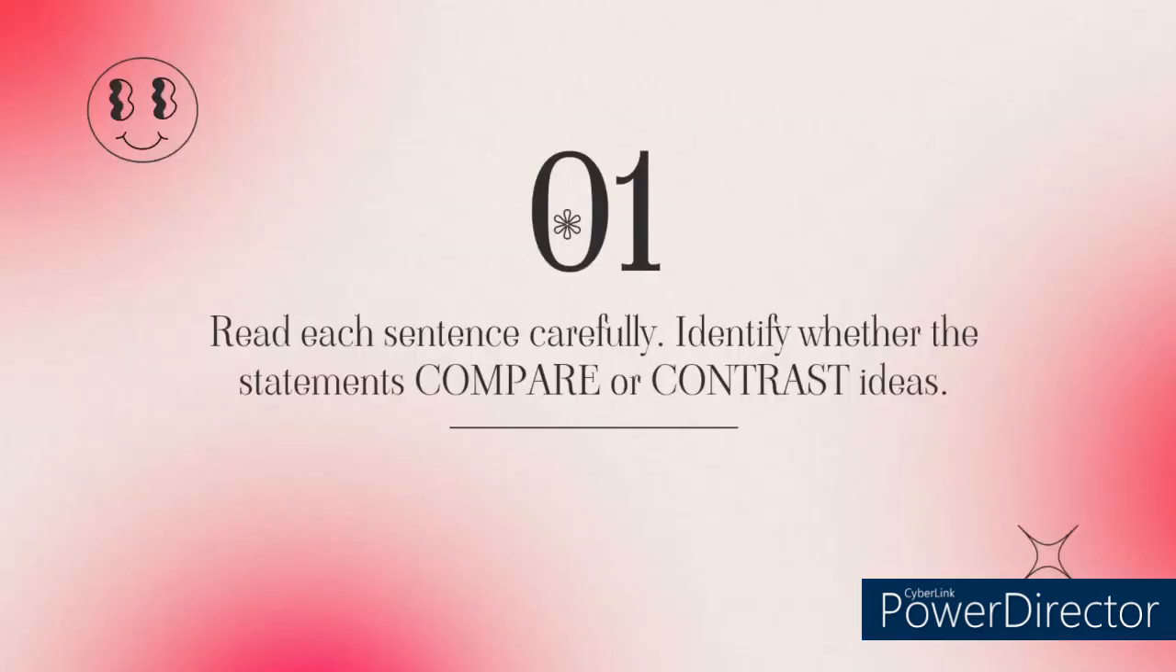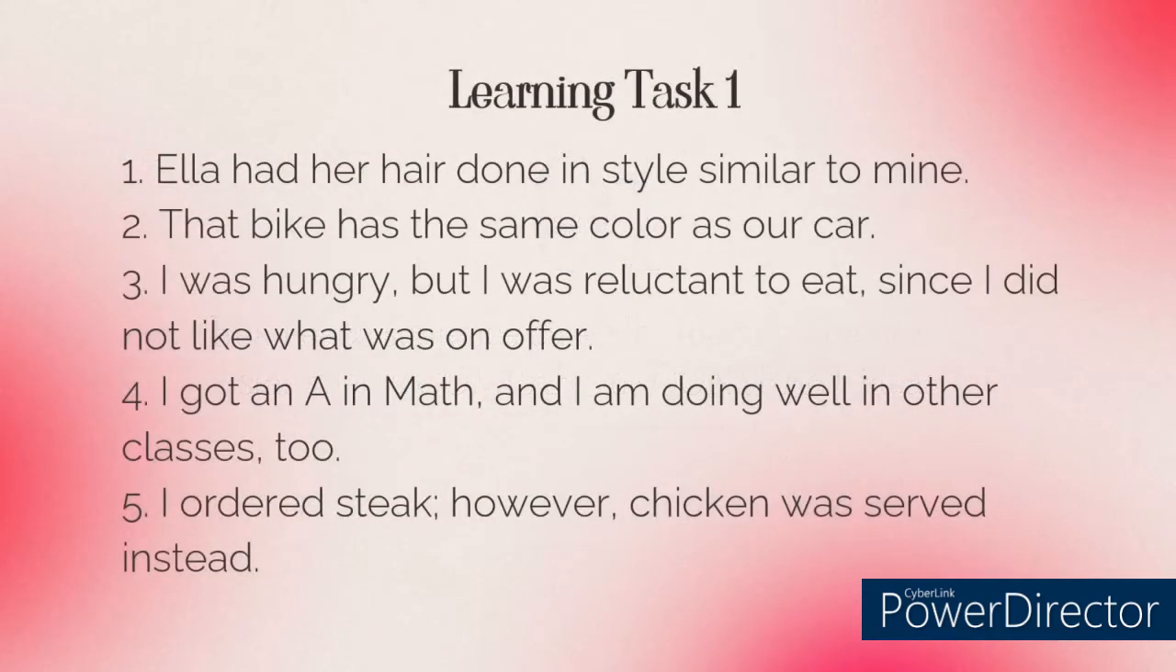Okay, since we already learned our lesson about comparing and contrasting opinion, let's do learning task 1. Read each sentence carefully. Identify whether the statements compare or contrast ideas. Number 1. Ella had her hair done in style similar to mine. Number 2. That bike has the same color as our car.